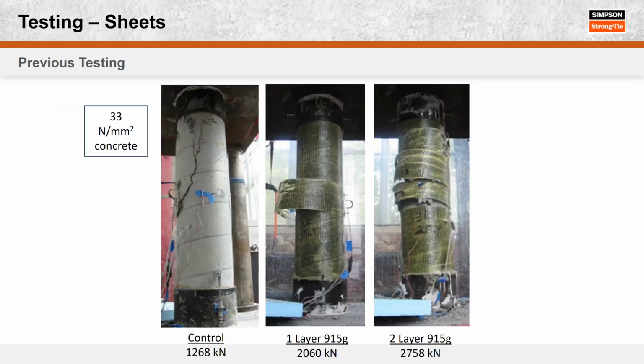So this is kind of going backwards, but in our original FRP code report, this is the testing. When I say previous testing, this is the testing we had. So again, the same rig at NC State, where they squish the columns vertically, and we could get quite a big increase in load, whether it's 1 layer of glass or 2 layers of glass fabric. And the units were all metric for those guys in Europe.